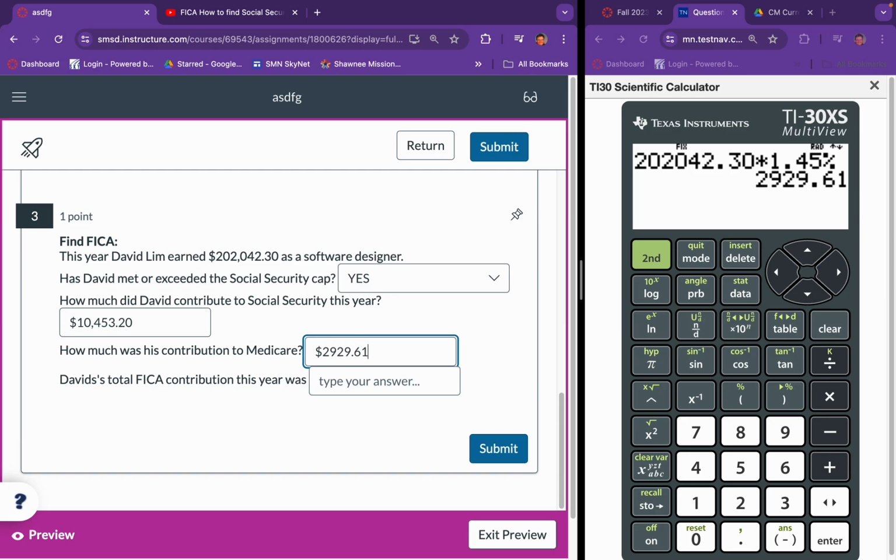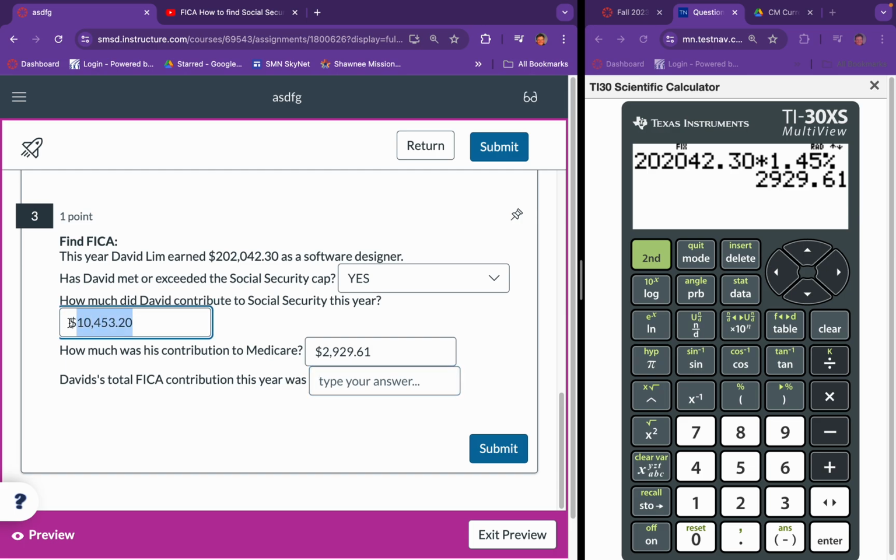$2,929.61. So if David were to look at his, what's that called, a W-2, he would look at his tax bill. His tax bill or his last pay stub for 2024 will say how much was contributed to Medicare: $2,929.61. So then the question is, how much did he pay into FICA?